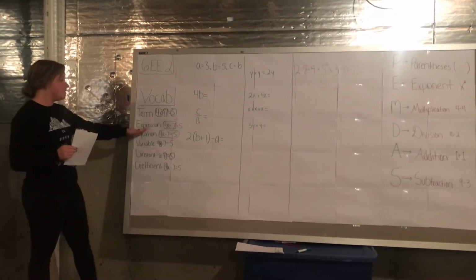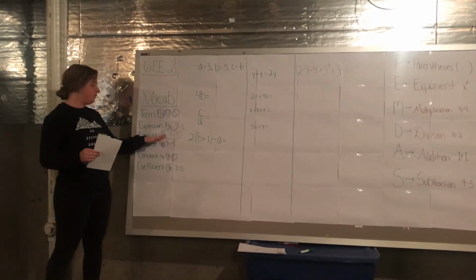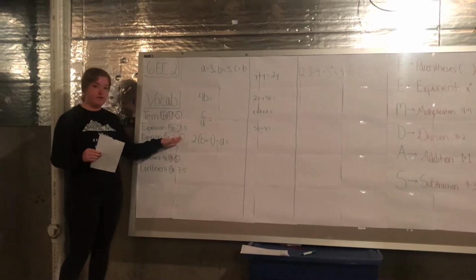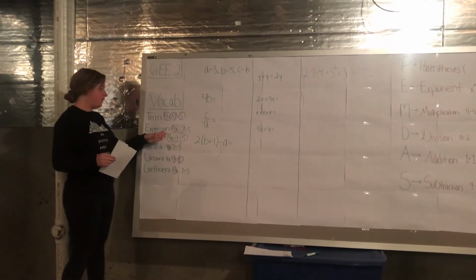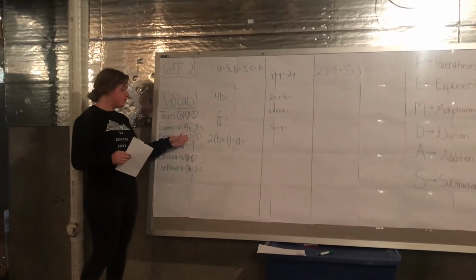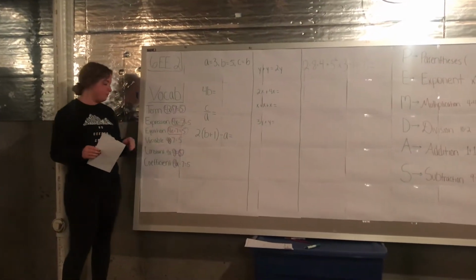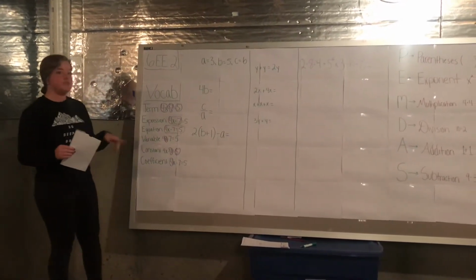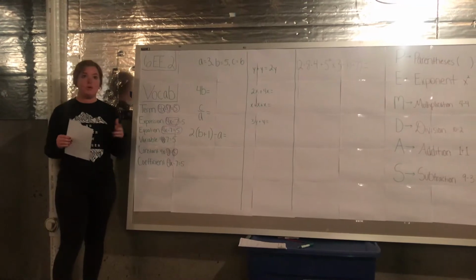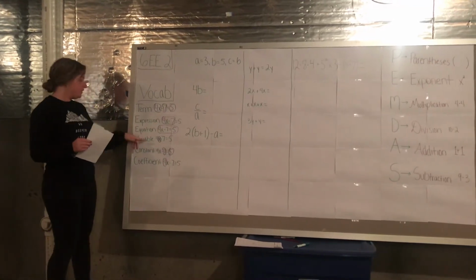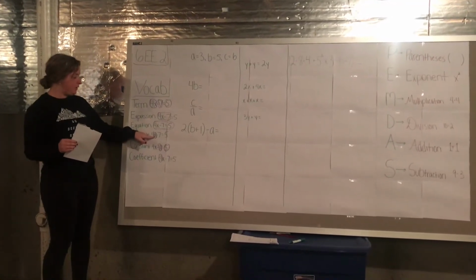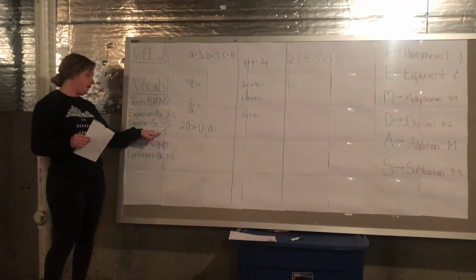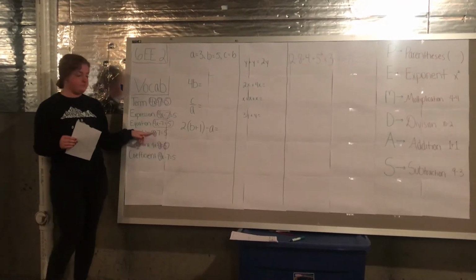Now equation is the full thing. So it would be 4x minus 7 equals 5. So it includes all the terms, plus the subtraction sign and the equal sign. Now for a variable, this is any letter that represents or stands in for a number. So for this certain equation, 4x minus 7 equals 5, x will be your variable.